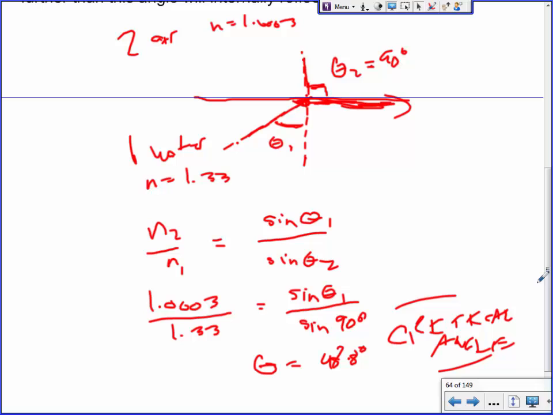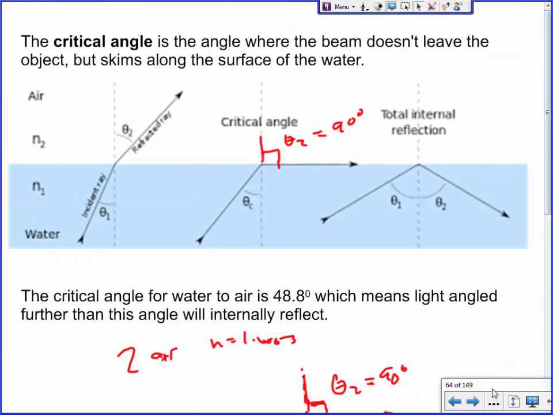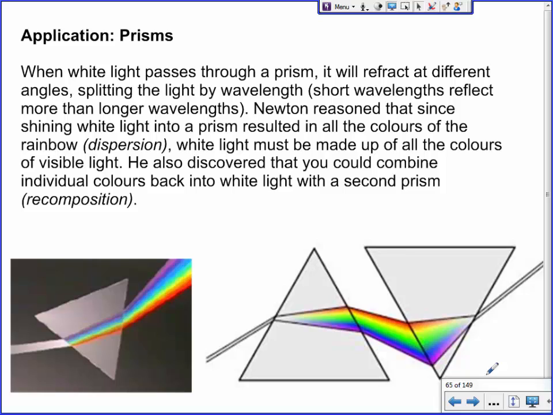You follow that? Okay, so there's one application, finding a critical angle where light literally bends so much that it doesn't even leave the medium you're talking about. Here's another application. I don't have any math behind this one, but you should know about prisms. Isaac Newton actually did a lot of work with prisms, and I believe he's the one who coined these terms. So the two terms I need you guys to know are dispersion and recomposition.